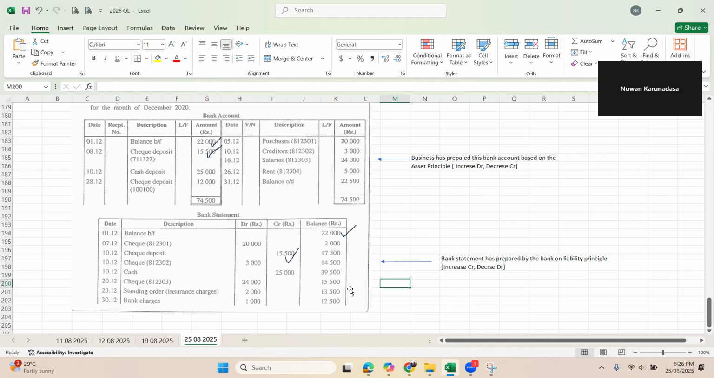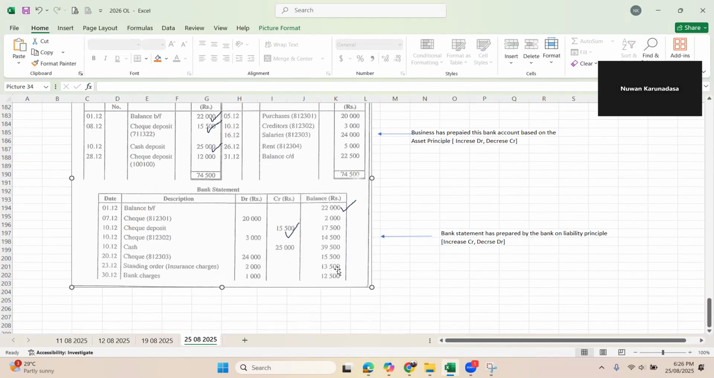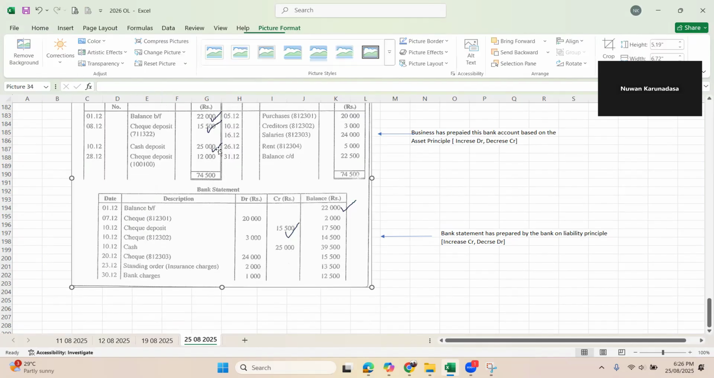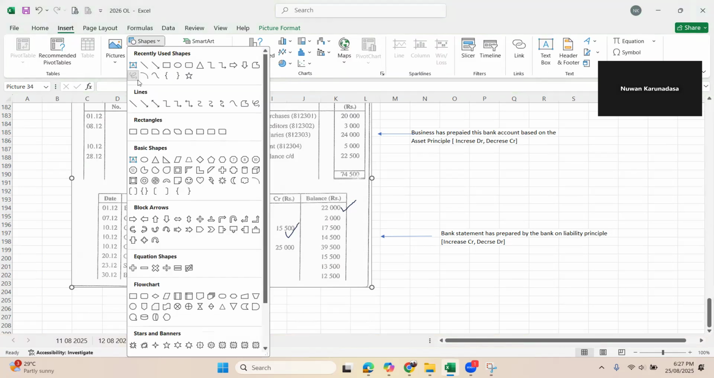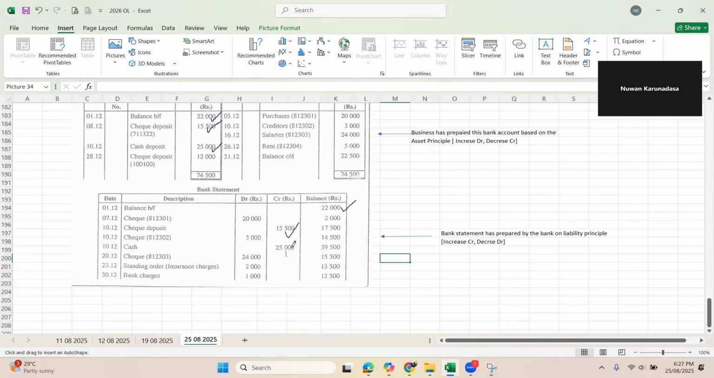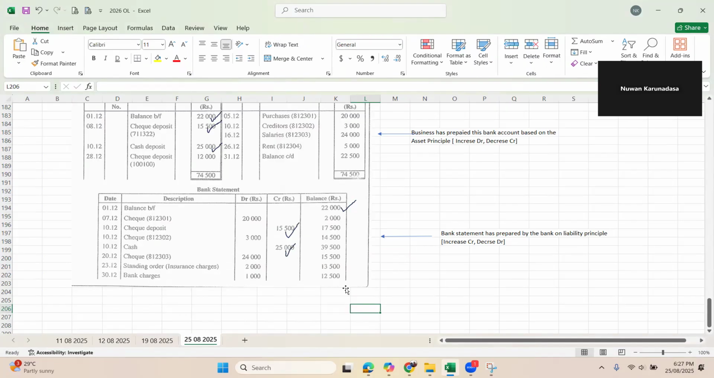There is no issue with the 15,500. Then the third, there is a cash deposit of 25,000. Does it appear in the statement? Yes, the cash deposit of 25,000 is there. It's appearing in the statement as well. Very important.